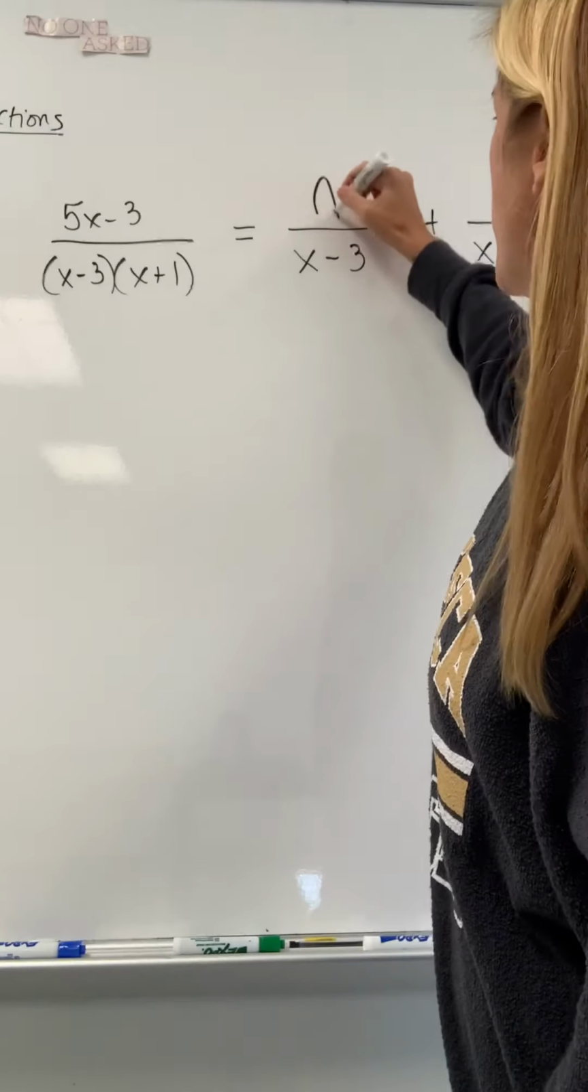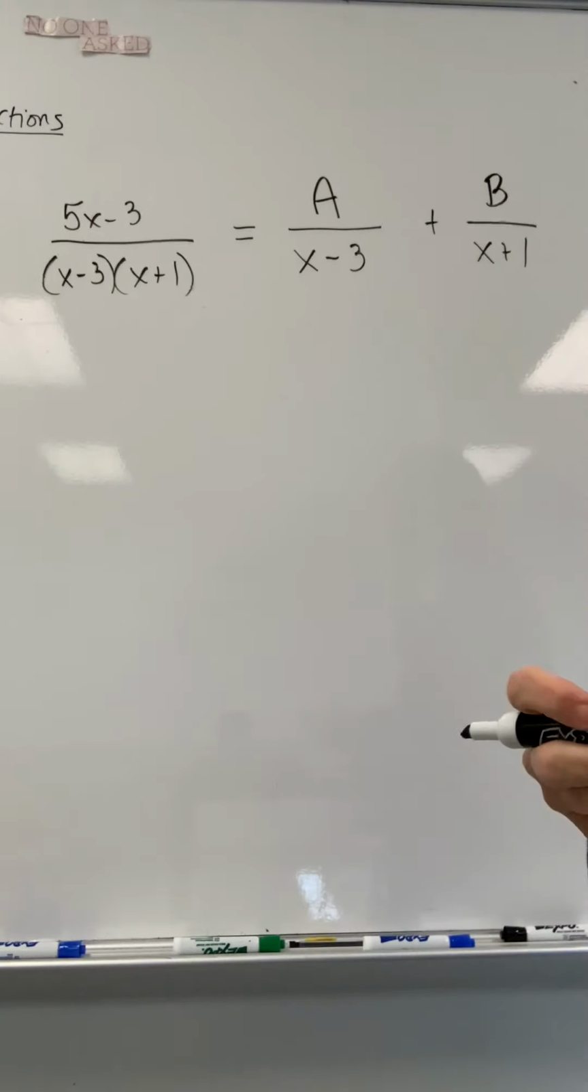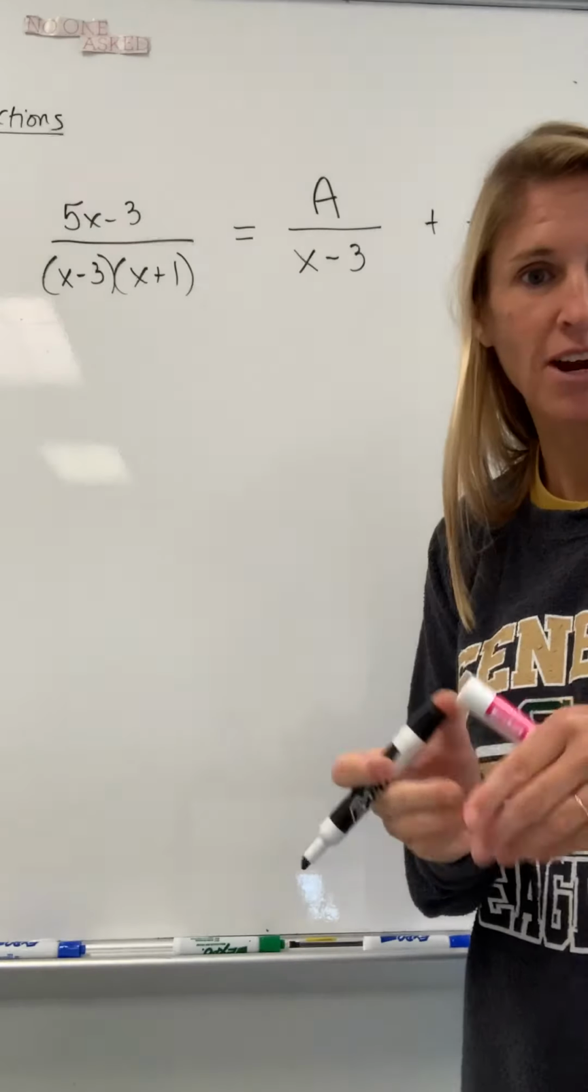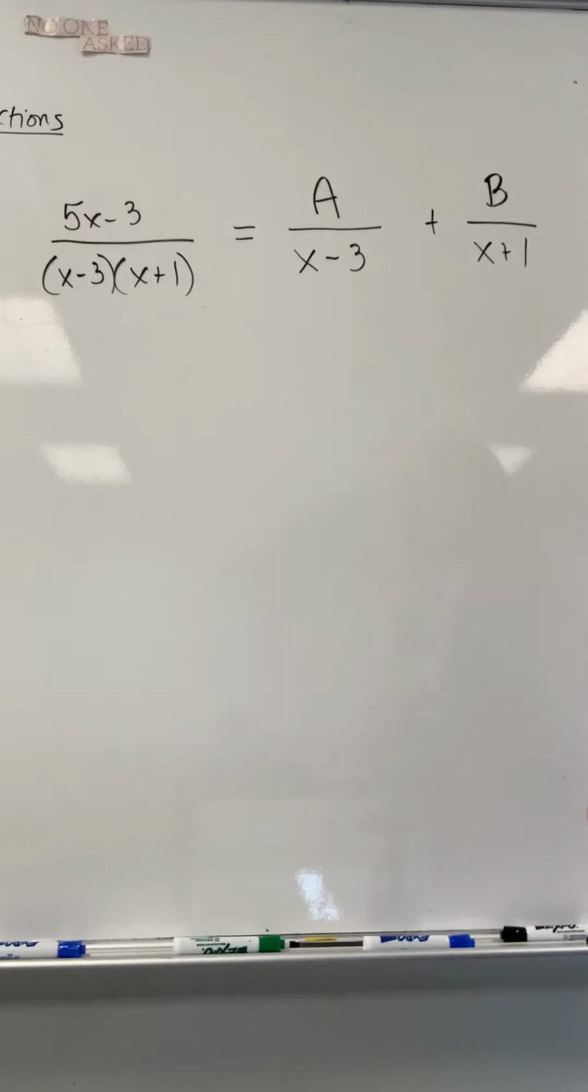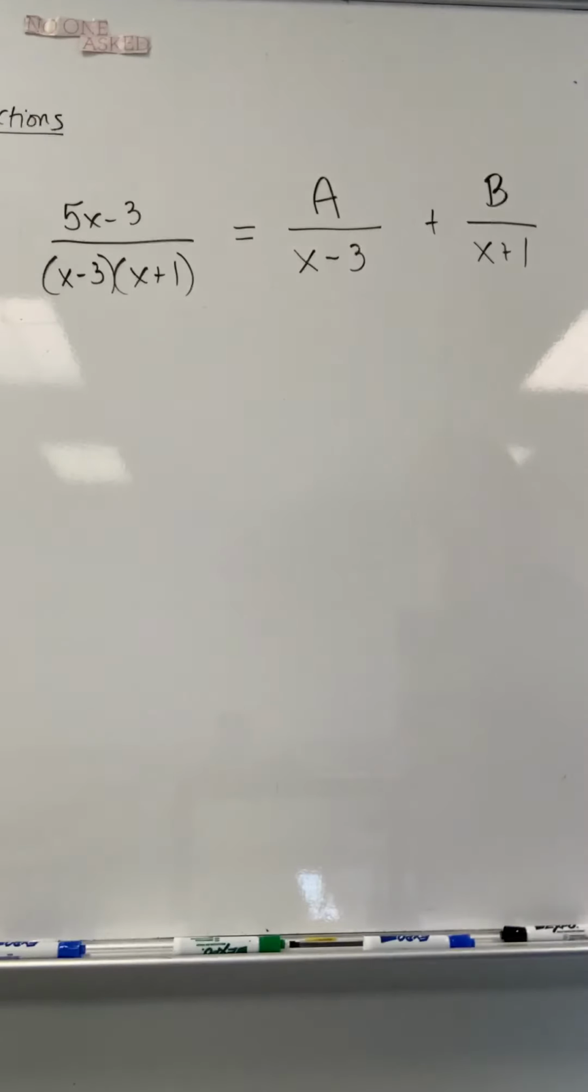And I'm going to use A to represent the top of this and B to represent the top of this. And A and B are going to end up both being numbers. They're actually not even going to be variable terms. They're going to both be numbers. So, this is a huge algebra problem. How do we solve this?